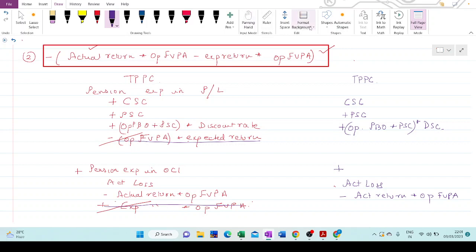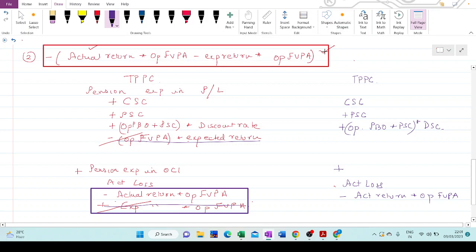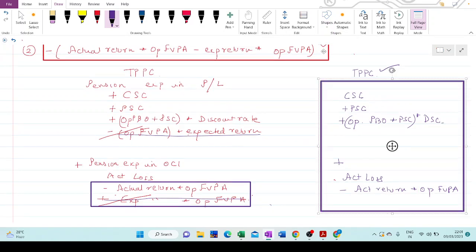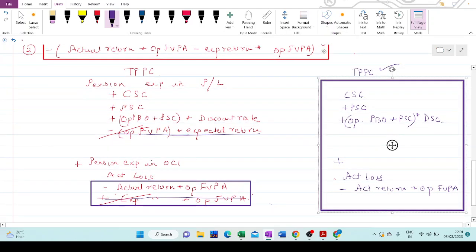So guys, by passing this entry through my OCI, you can see that the impact of expected return has been totally removed from the calculation of TPPC. Guys, can you see this? Is expected return featuring anywhere in the calculation of TPPC? Please note, guys. Is expected return featuring anywhere now? No. So we've gained a lot by passing this particular entry through my OCI.